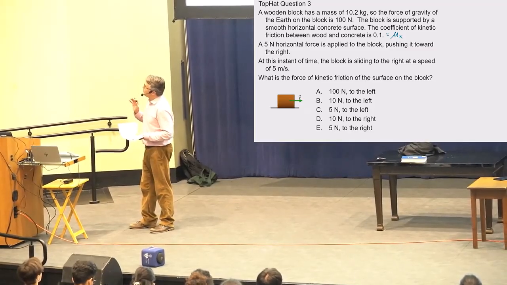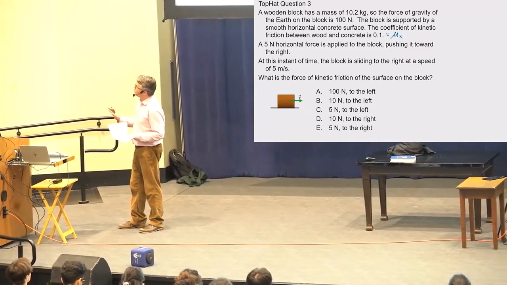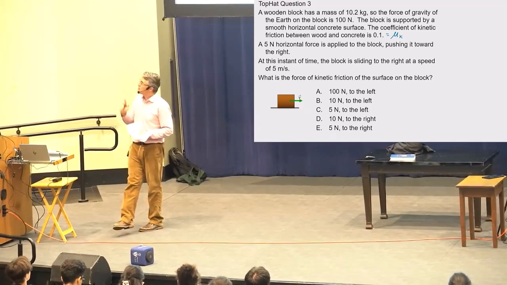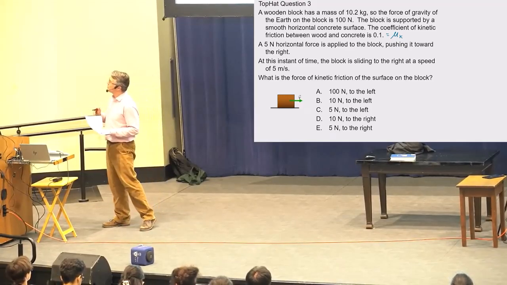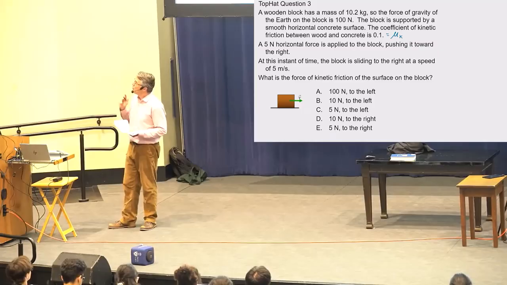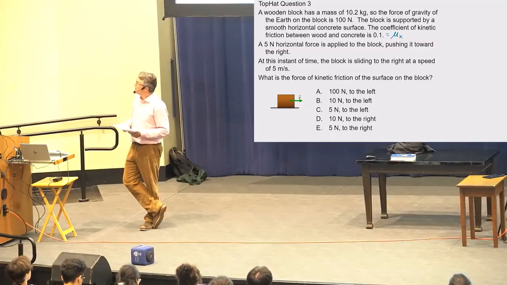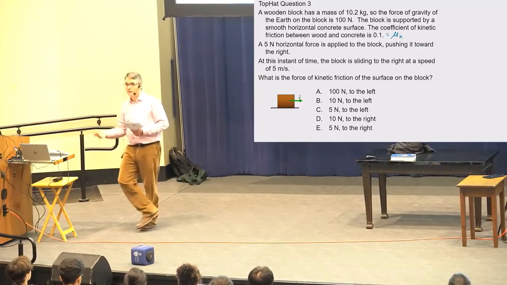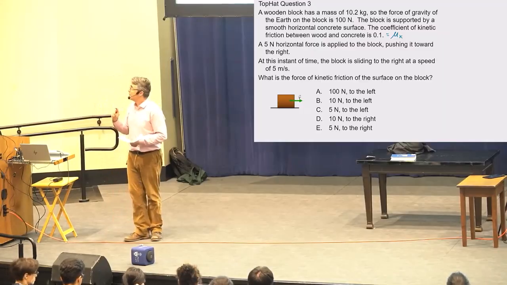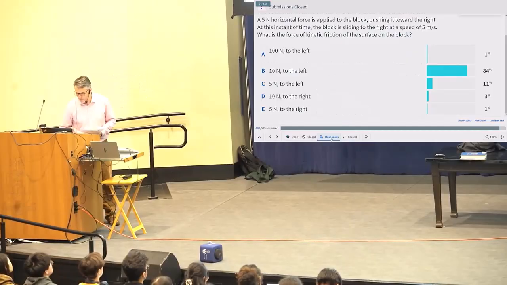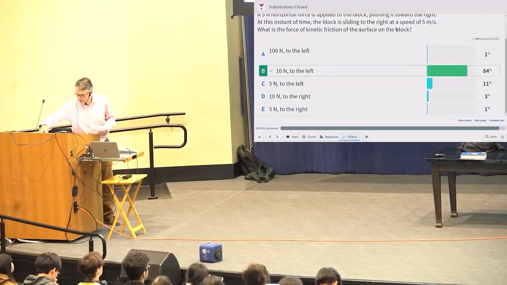A 5 newton horizontal force is applied to the block, pushing it towards the right, and at this instant of time, the block is sliding to the right at a speed of 5 meters per second. What is the force of kinetic friction of the surface on the block, both magnitude and direction? 84% of you answered 10 newtons to the left, which is also what I liked.